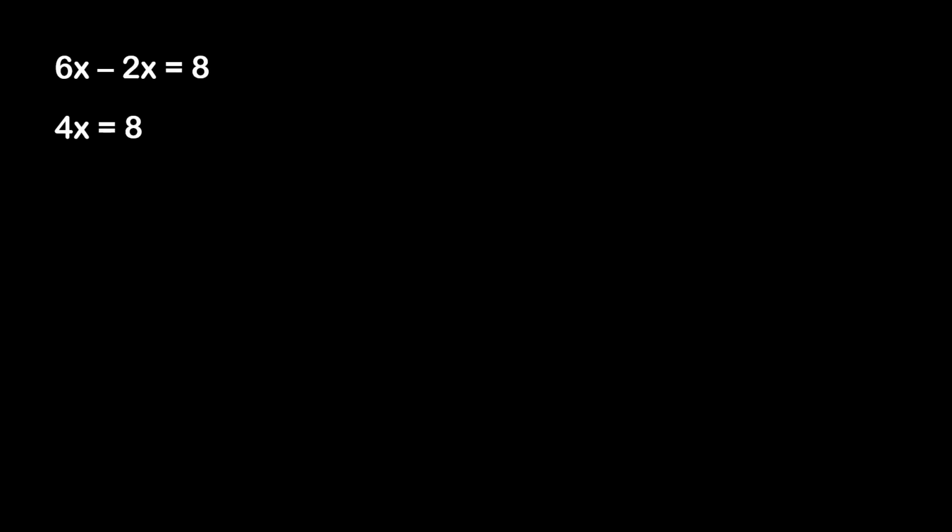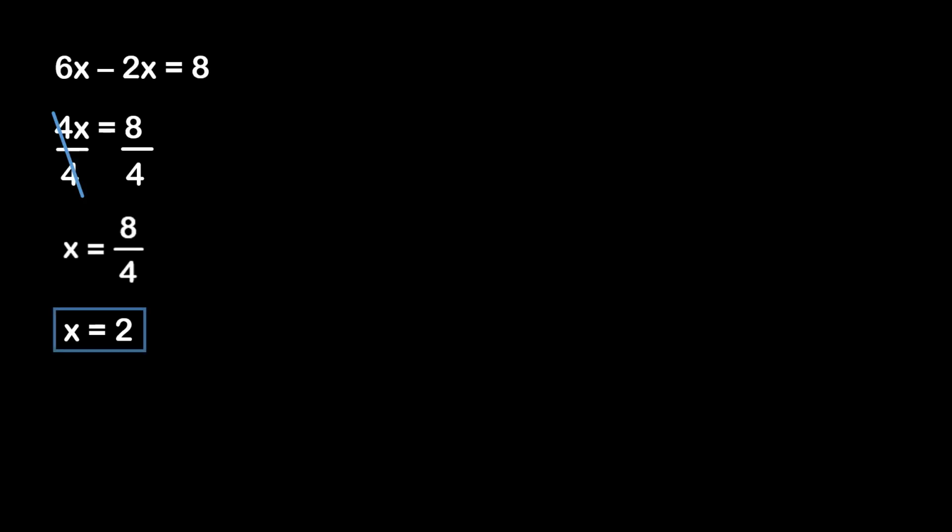So we know from here that we want to get x to be on its own, so we're going to divide the left-hand side of the equation by 4. That means that we're also going to divide the right-hand side of the equation by 4. We notice that the 4's will cancel out, and we will have x is equal to 8 over 4, or x is equal to 2. And that is our final answer.